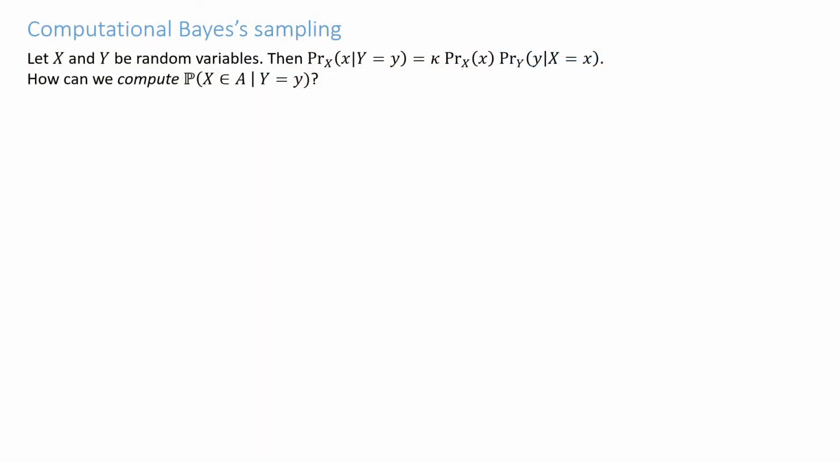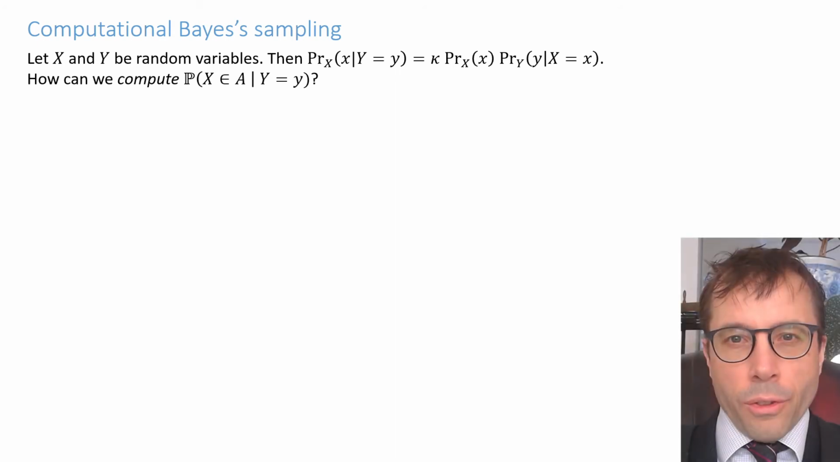Here's the usual Bayes setup. We have two random variables, x and y. Bayes rule tells us a formula for the likelihood of x conditional on y. But this formula involves a constant kappa, and it's usually intractable to calculate kappa exactly using integration. So instead, let's ask the question, how can we compute an approximate answer for the posterior probability, the probability that x lies in some set A, conditional on an observed value of y?